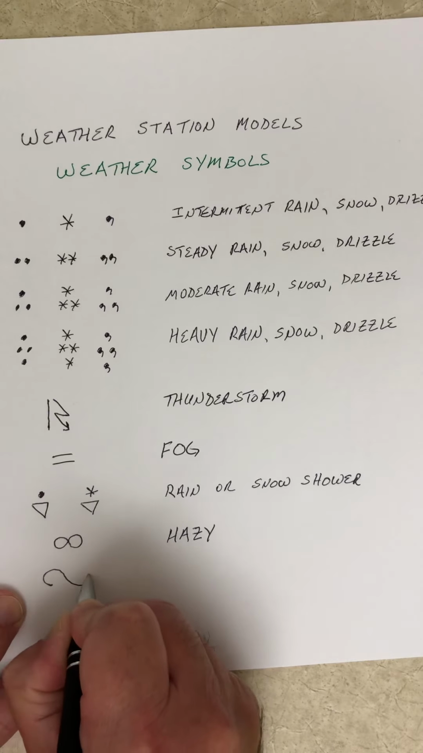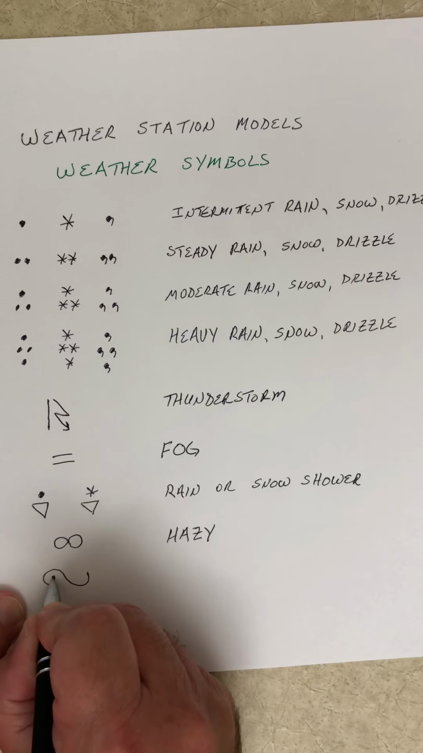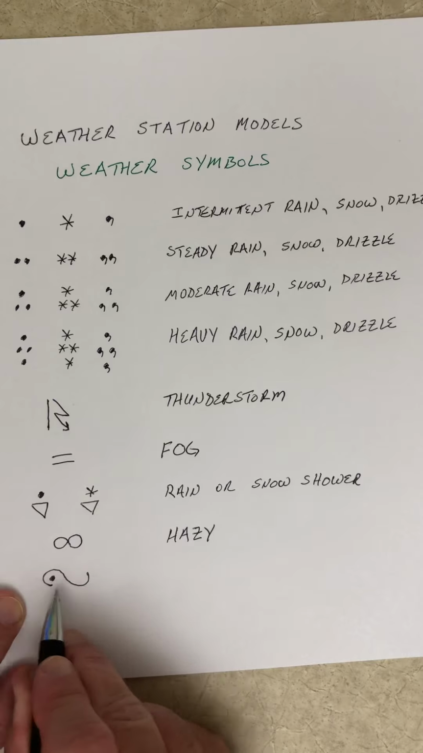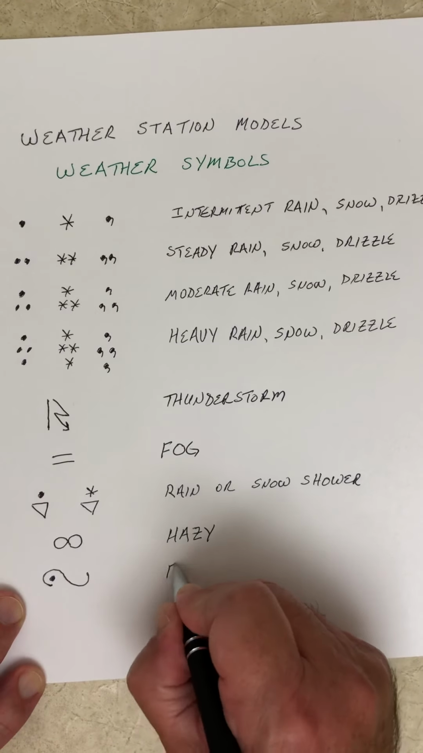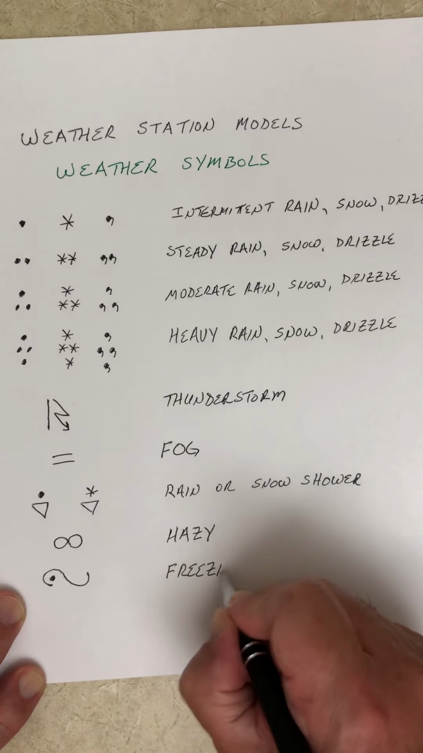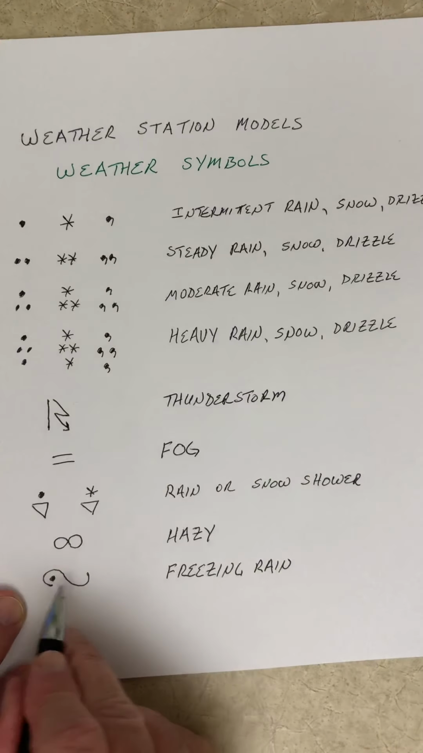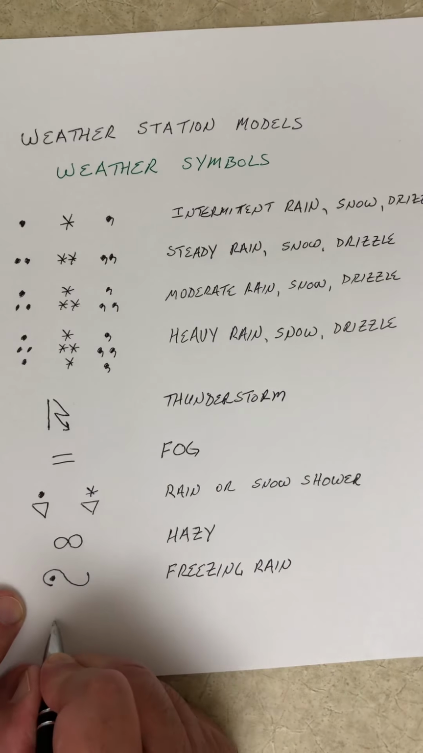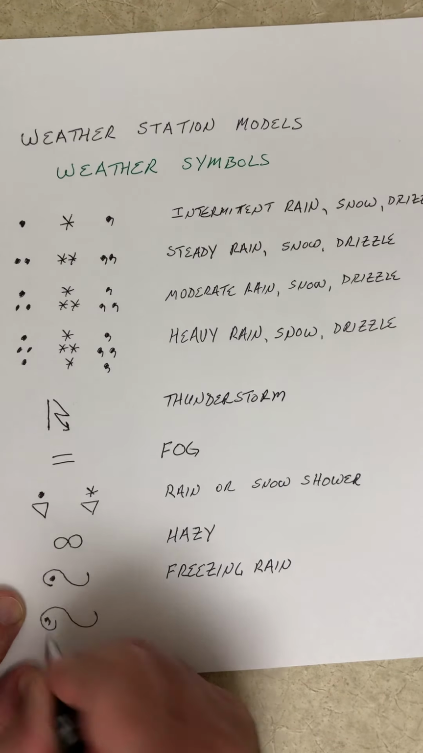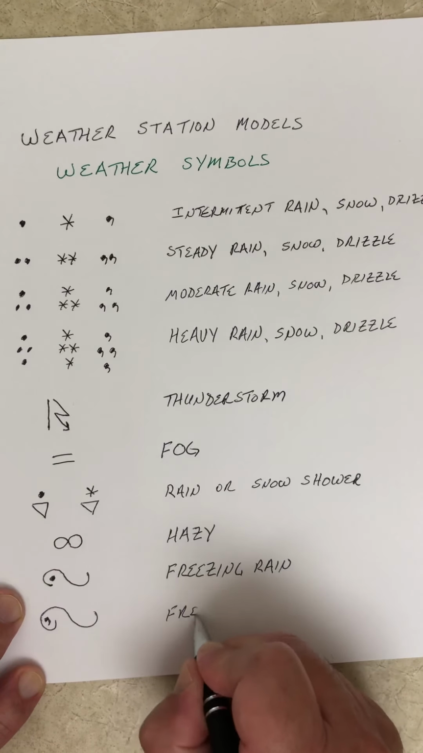It's kind of like an incomplete infinity sign, and sometimes there's one dot in there, or if it's heavier, you would have two dots in here. This is the symbol for freezing rain. If the freezing rain is heavier, there'd be another dot right here. Similarly, you can have a comma in there, and this would be the symbol for freezing drizzle.